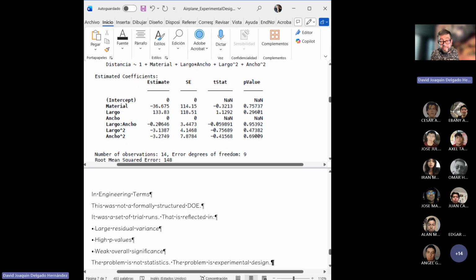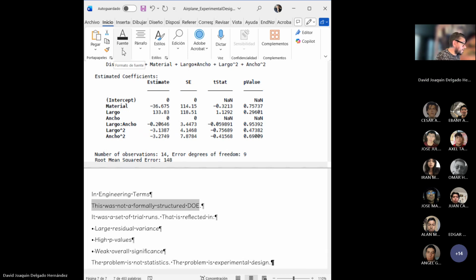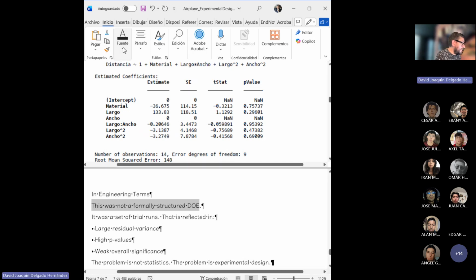Okay, so in engineering terms, this was not a formally designed, structured design of experiments. This DOE means design of experiment. Okay, that is the acronym for design of experiment. So we didn't design it at all.